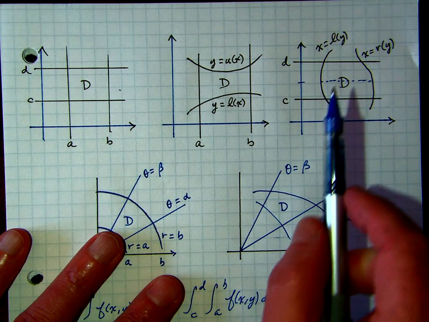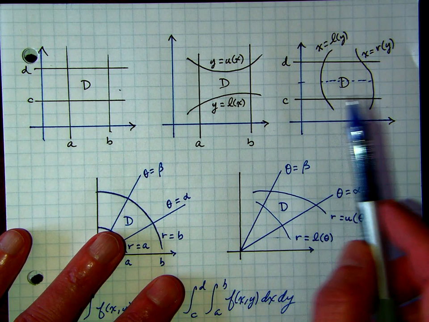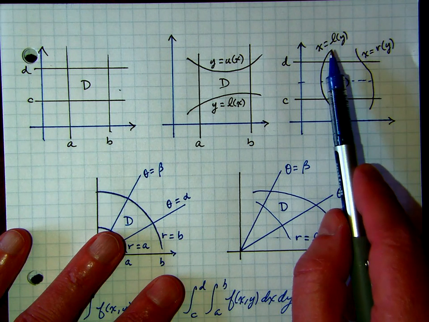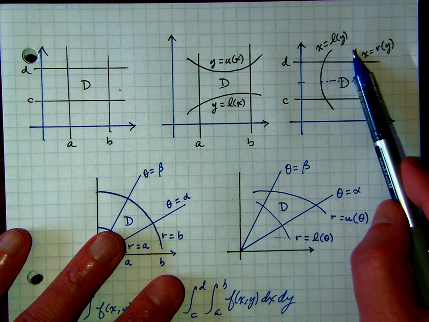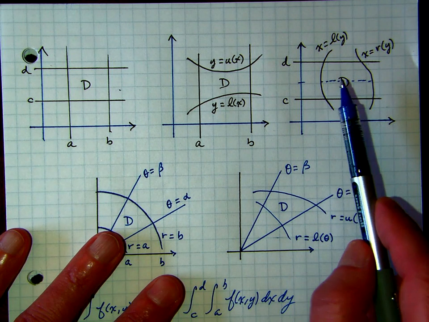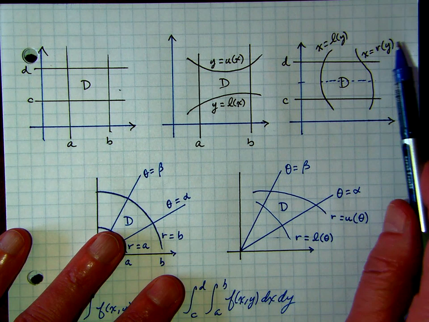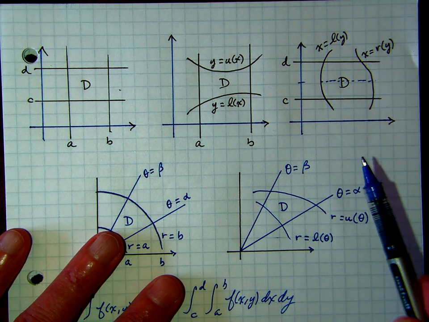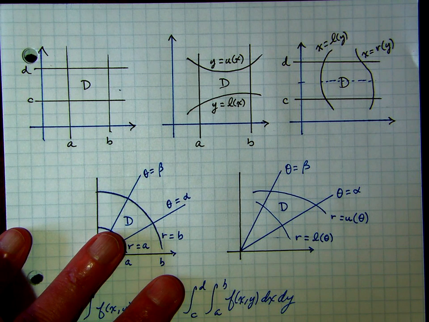Contrary to that is the one where c and d for your y limits are constant, and it's more convenient to express x as a left function of y and as a right function of y. So you will integrate with respect to x first to get the L of y and R of y into your integrand, and then finally you integrate with respect to y because y is the only variable left. That's the basic business of rectangular coordinates.